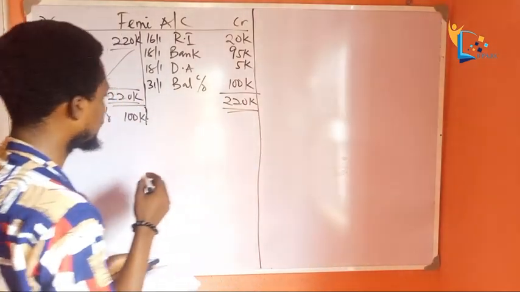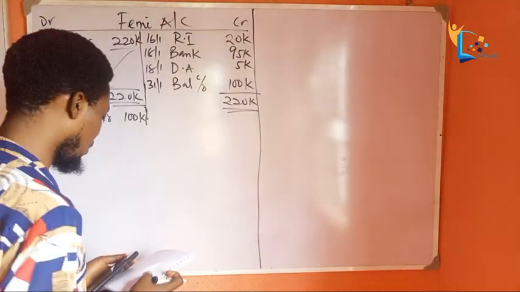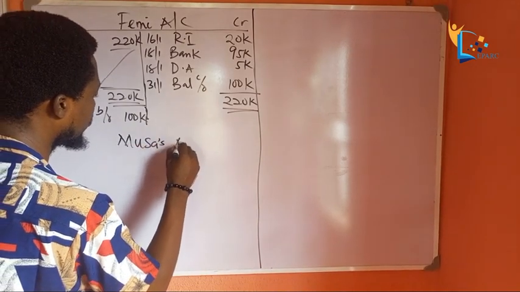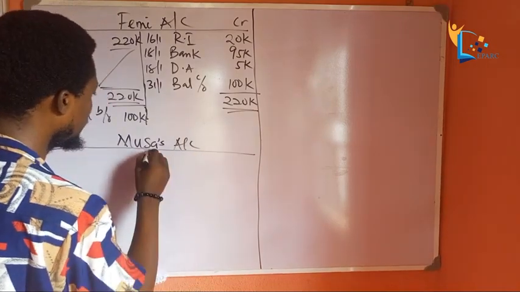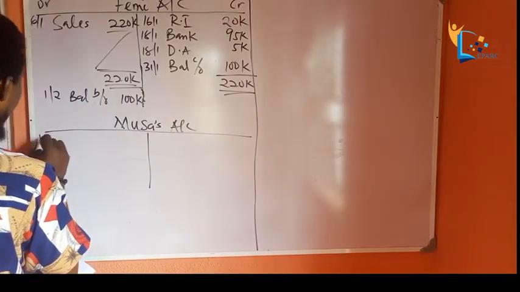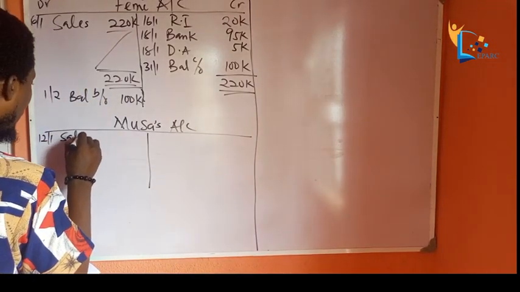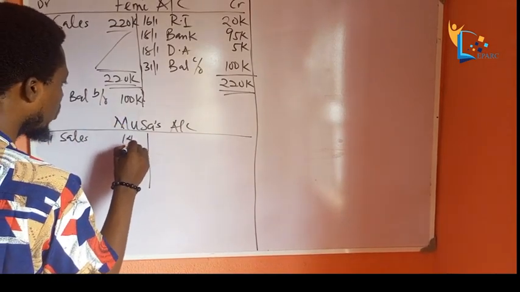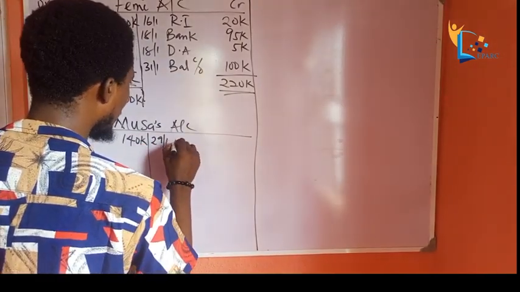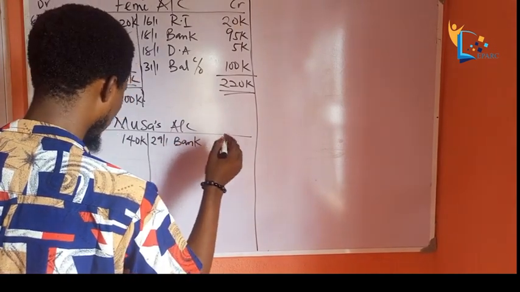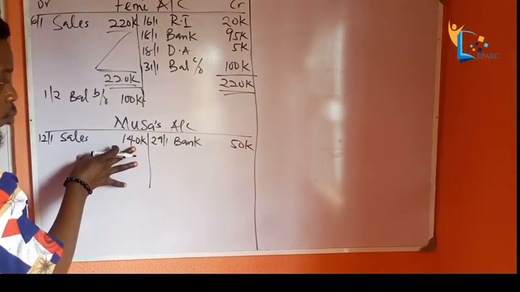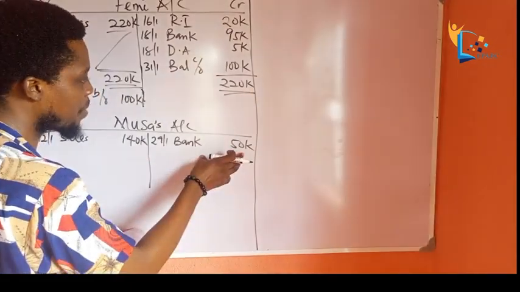Okay, let's proceed. The next on our list is Musa's account. Are you following? Are you with me? On the 12th of January, we sold to Musa how much? Goods worth 140,000. Then on the 29th of January, Musa paid us via check. Okay? How much? 50K. So Musa, we sold to him goods worth 140K. Then on the 29th, he paid us 50,000.